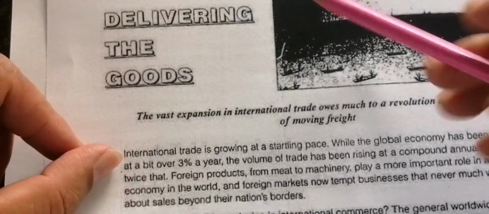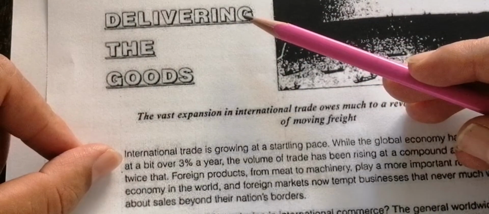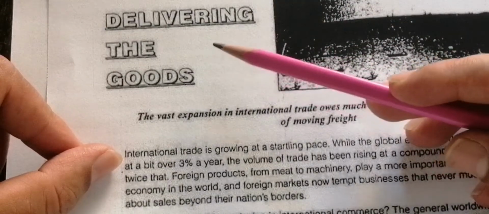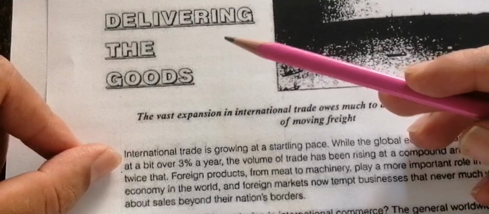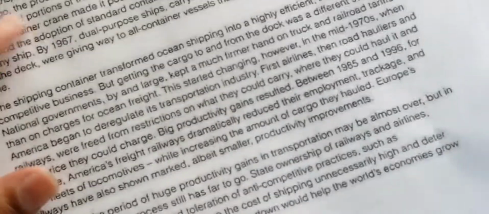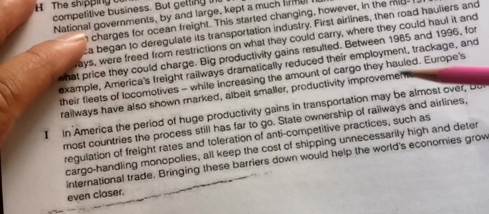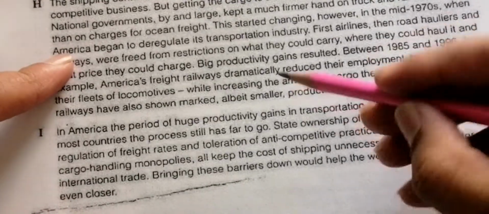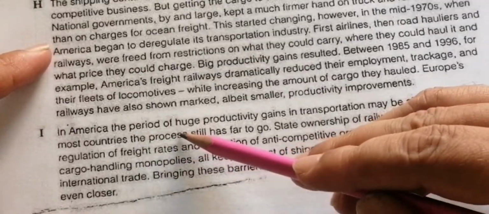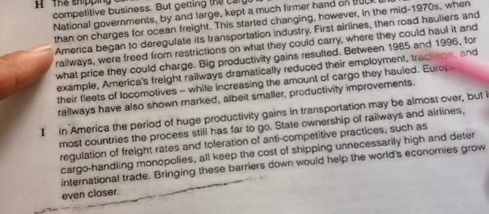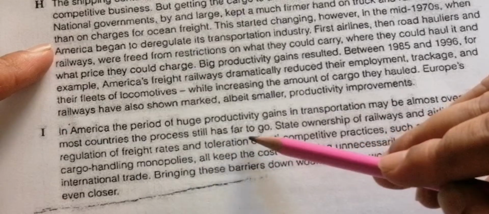So first of all, we have to read the heading of this passage 2, and the heading is Delivering the Goods. So we can get the idea about the information given in the reading passage 2, and our question is a suggestion for improving trade in future. So in paragraph I, we start reading. In America, the period of huge productivity gains in transportation may be almost over, but in most countries, the process still has far to go.